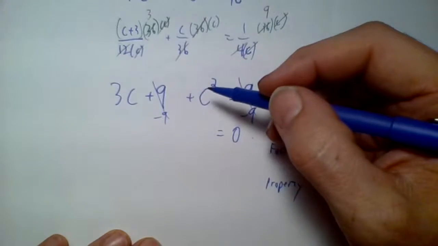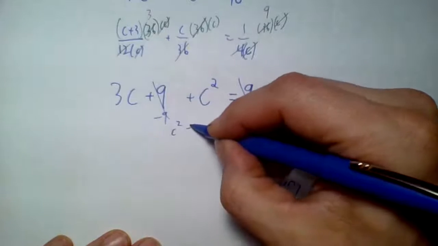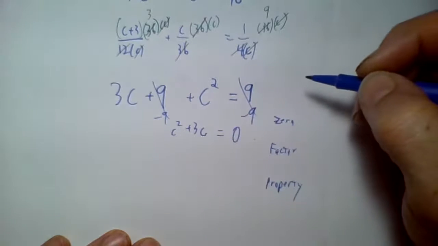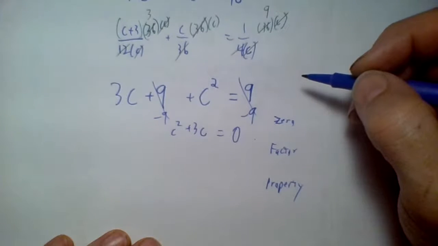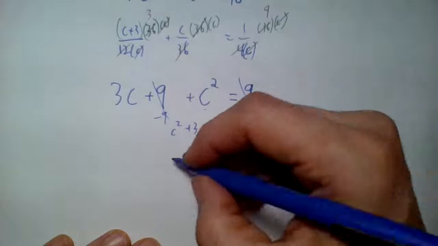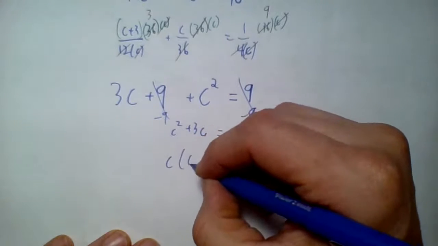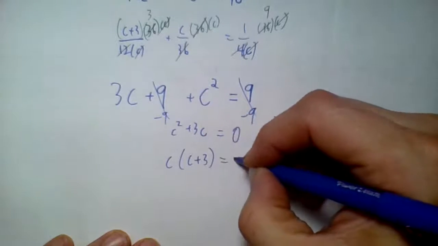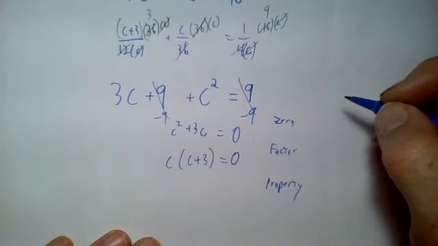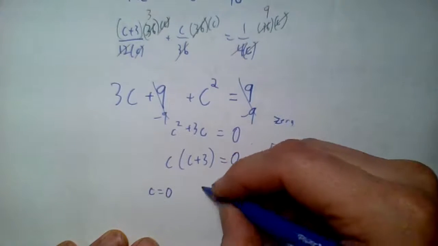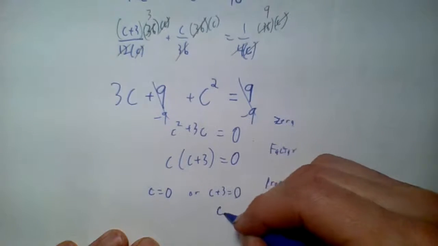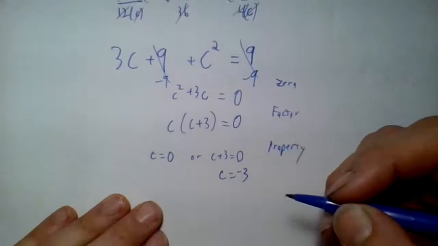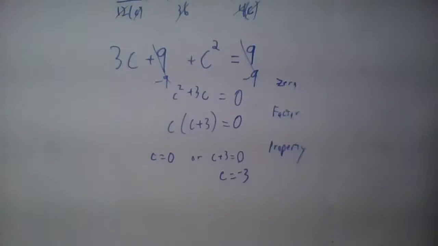Actually, you get 0 here too. I just have c squared plus 3c, right? Those in normal descending order. Factor that. Well, c squared plus 3c factors into just c times c plus 3, that's a regular GCF kind of factoring. And then the property says either c is 0 or c plus 3 is 0, in which case c is negative 3. So I have two solutions to that thing that work in that equation.